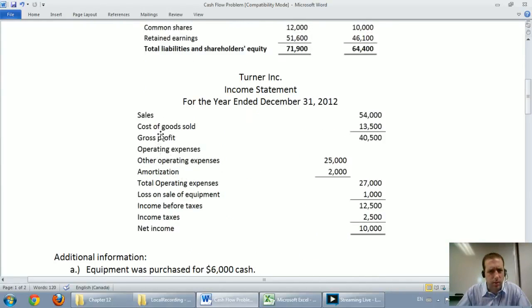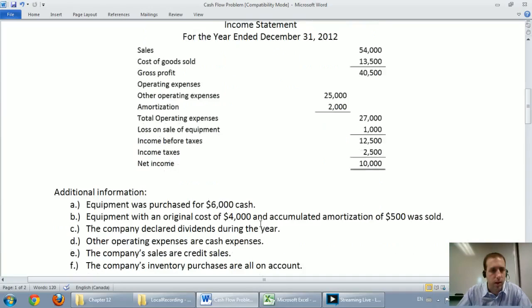Moving on to the income statement, sales, cost of goods sold, gross profit, some expenses. They sold equipment. That's important for us to know. This is a cash flow statement, of course, so if they sold equipment, they probably had some cash flowing in, and they paid income taxes, and there's their net income of $10,000.